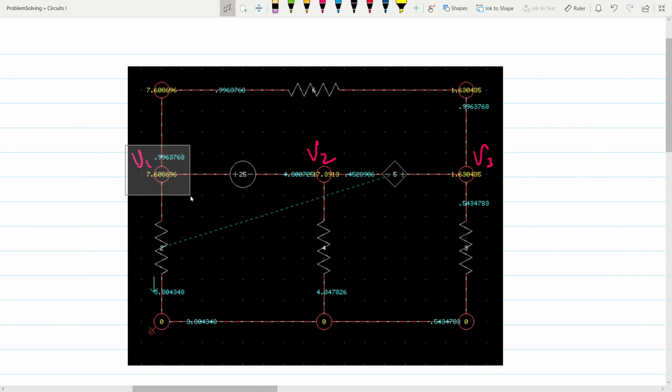The V1 answer should be 7.6. You can see it in the yellow here. V2 should be 17.39. There might be a negative sign in front of that. And then V3 is 1.63 volts.